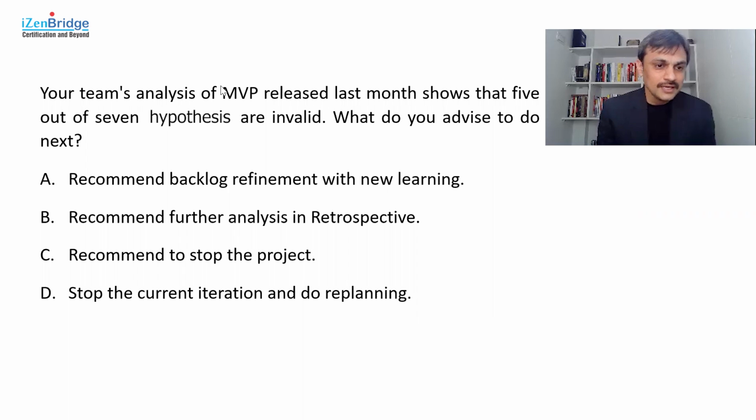Let's look at options. Option A, recommend backlog refinement with a new learning. Option B, recommend further analysis in retrospective. Option C, recommend to stop the project. Option D, stop the current iteration and do replanning. Okay, pick the option which makes the most sense to you out of the available 4 options.